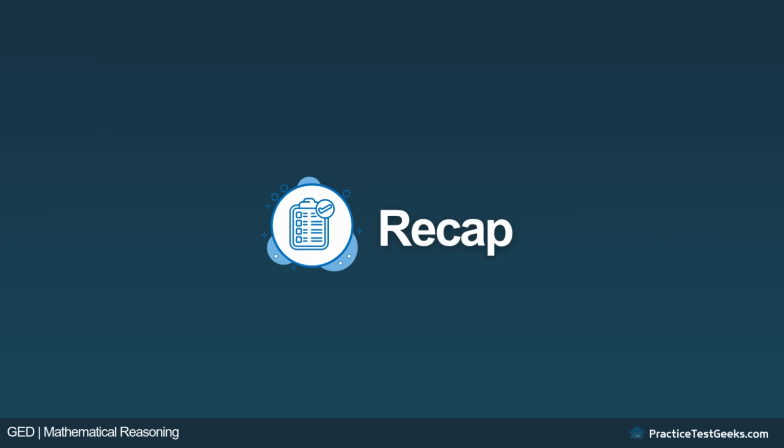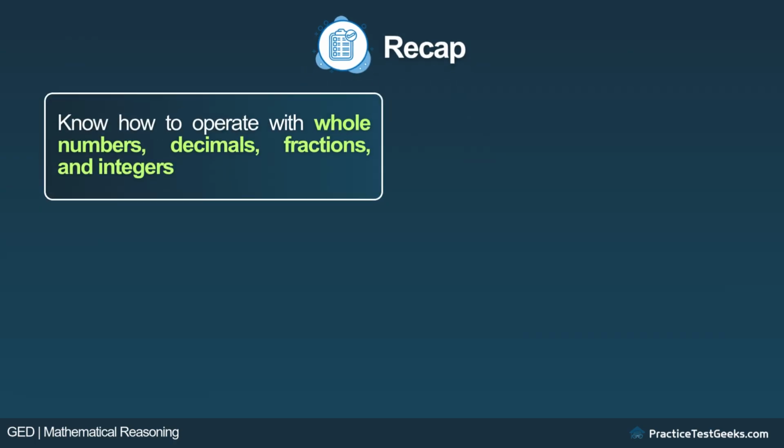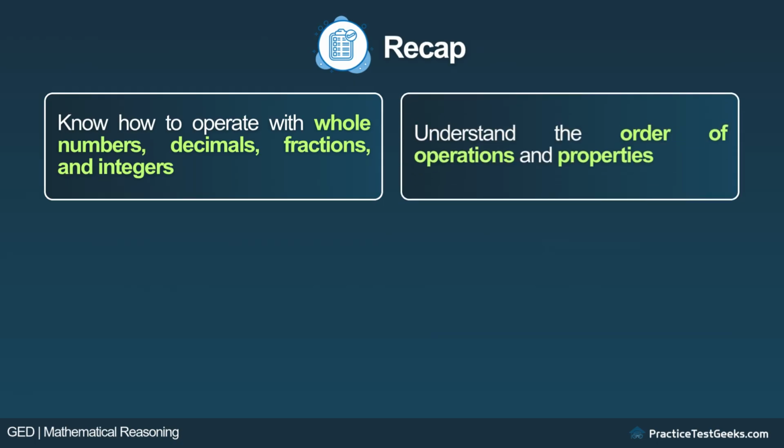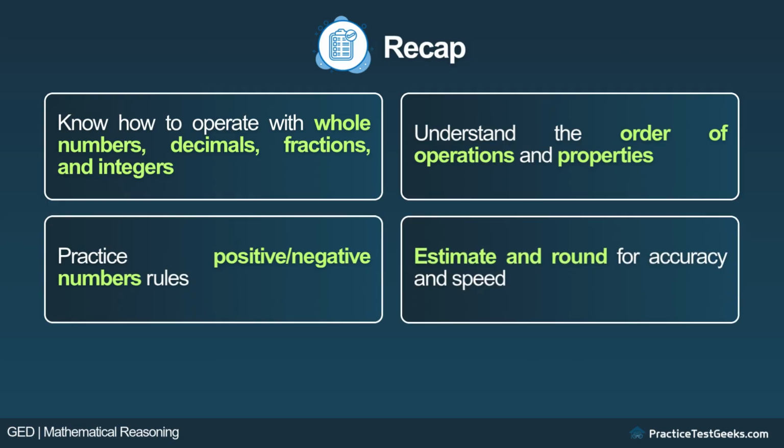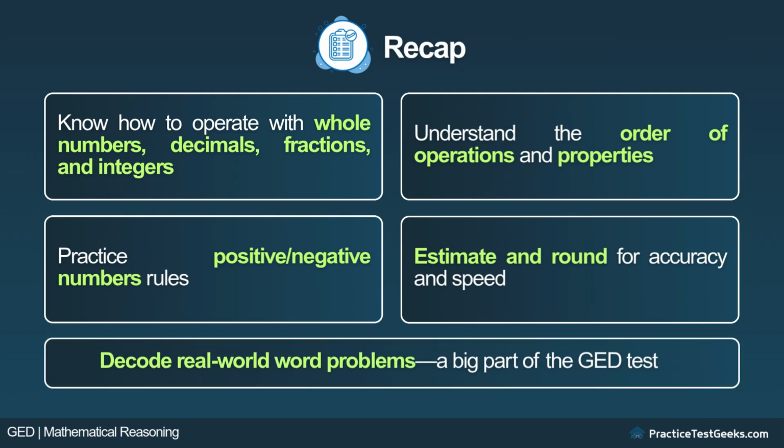Before moving on, let's quickly review the key skills you just learned in this lesson. Know how to work with whole numbers, decimals, fractions, and integers. Understand the order of operations and key properties: commutative, associative, distributive, etc. Master the rules for positive and negative numbers. Use estimation and rounding to save time and avoid mistakes. Be ready to break down real-world word problems. They show up a lot on the GED.